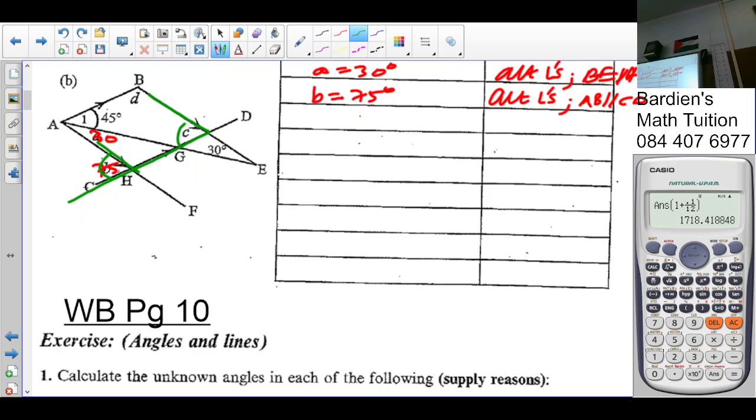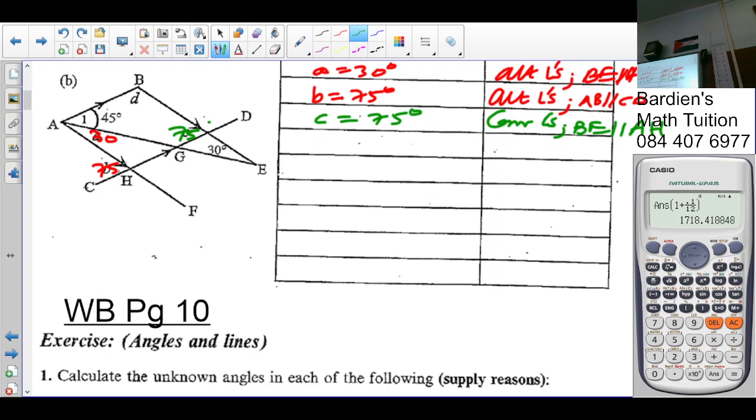You see the corresponding angles, with these lines being parallel? Okay? So let's say C is equal to 75 degrees because it is corresponding angles with BE being parallel to AH. So 75 degrees there.